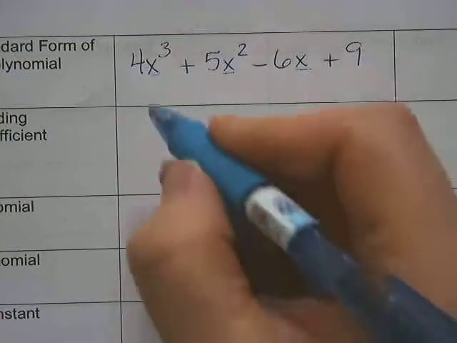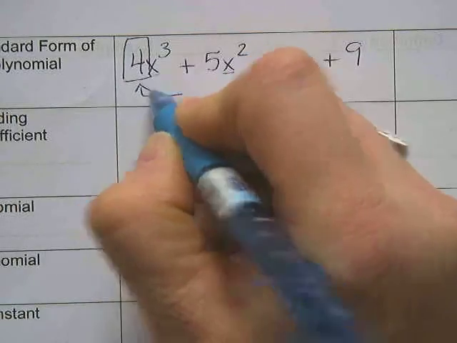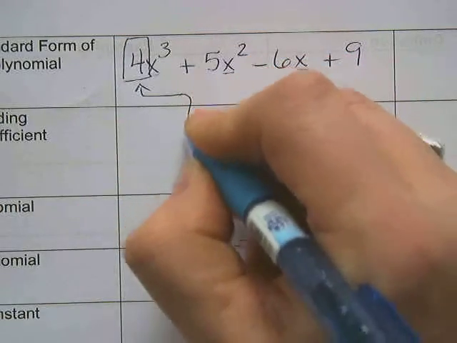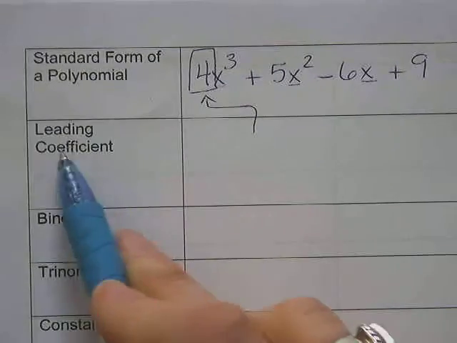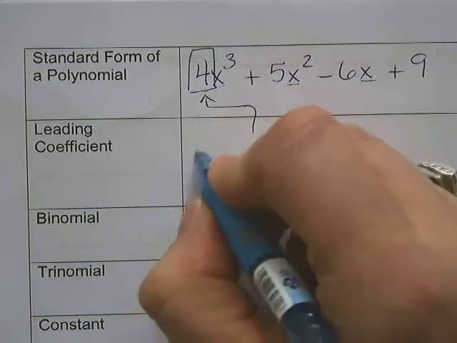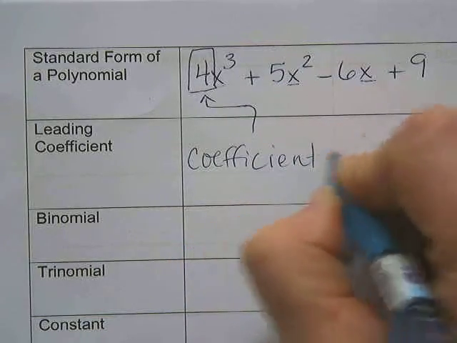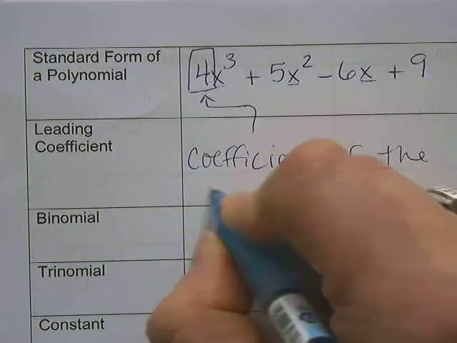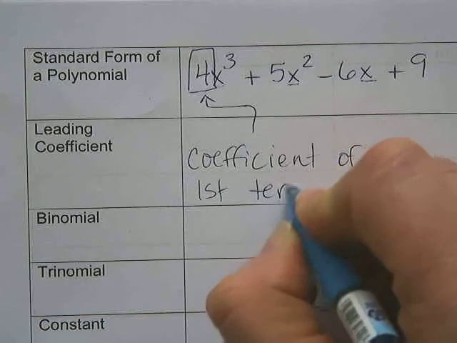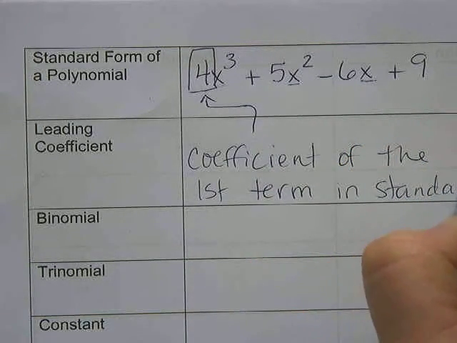Okay? When it is in standard form, this number right here is called the leading coefficient. And that leads us right into the next definition here. The leading coefficient is the coefficient of the first term when it's in standard form.